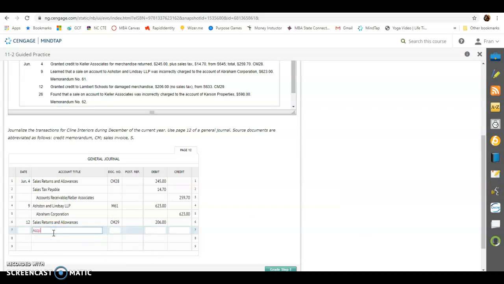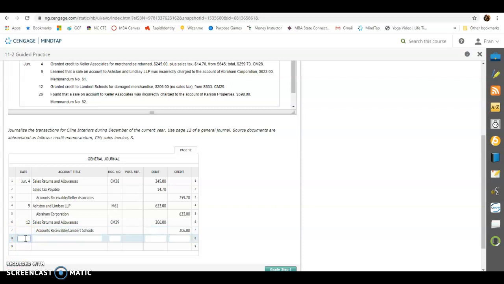Accounts receivable, Lambert Schools, $206.